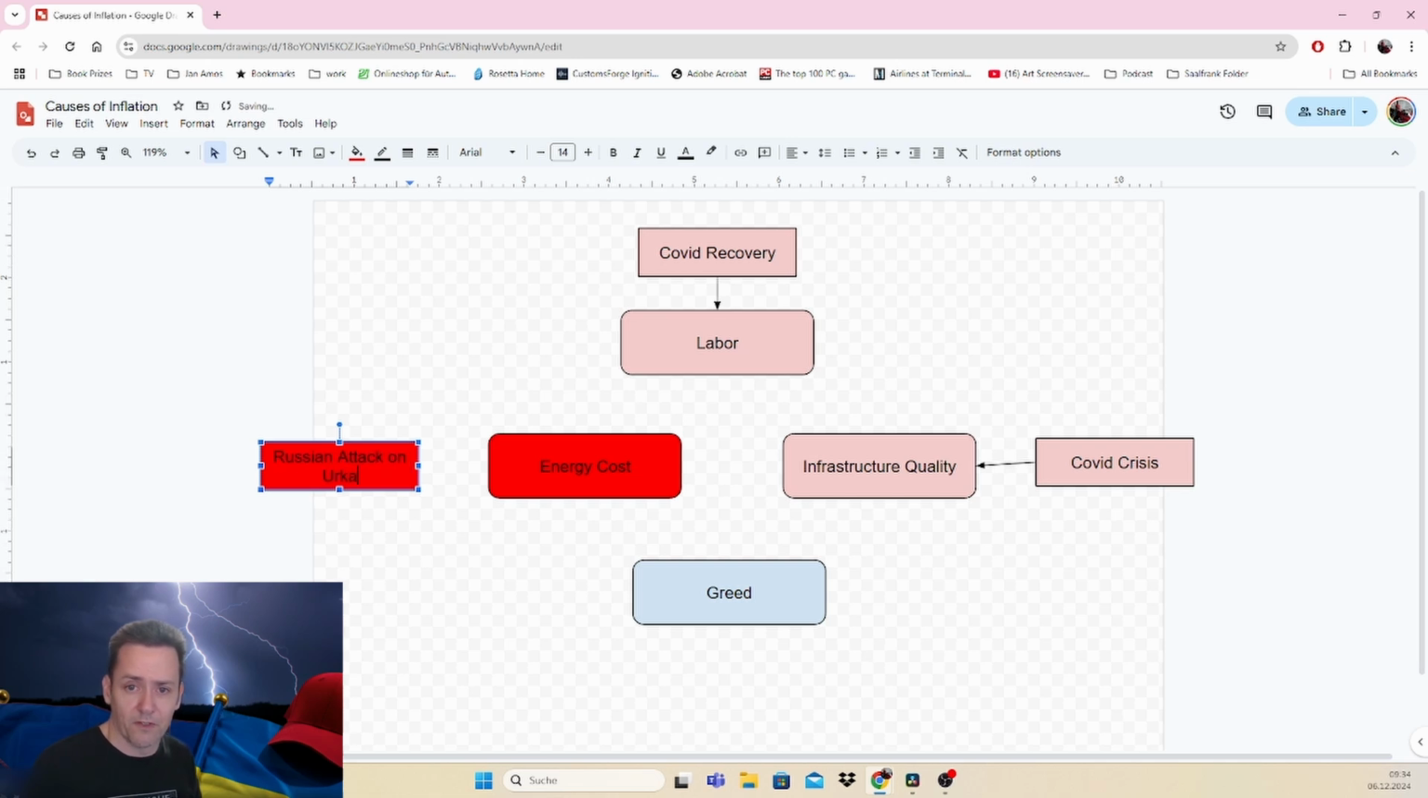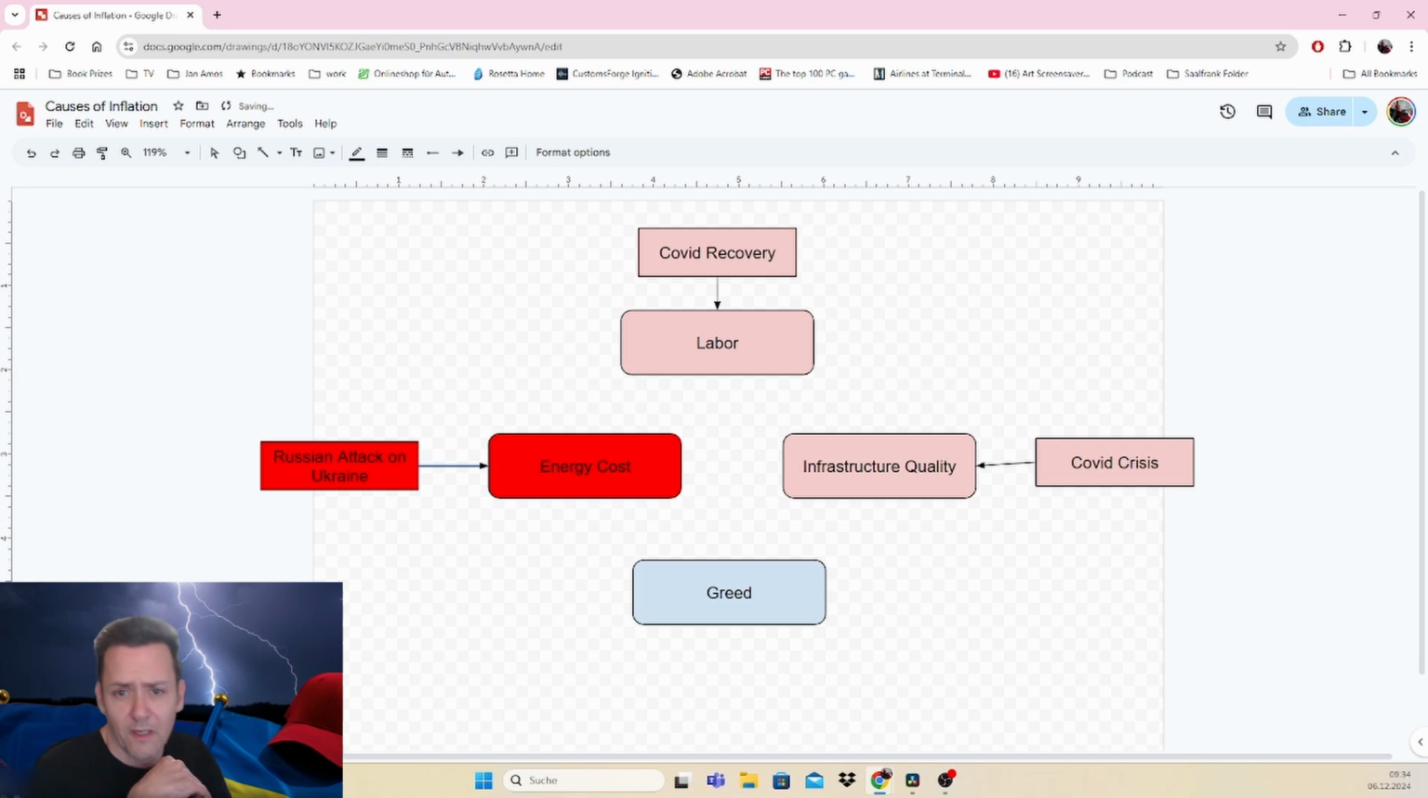It forced the world to find alternatives to funding Russia's war here. And so this caused Europe to start to buy more energy from the US, but it drove up oil prices, it drove up coal prices, it drove up gas prices in Europe.